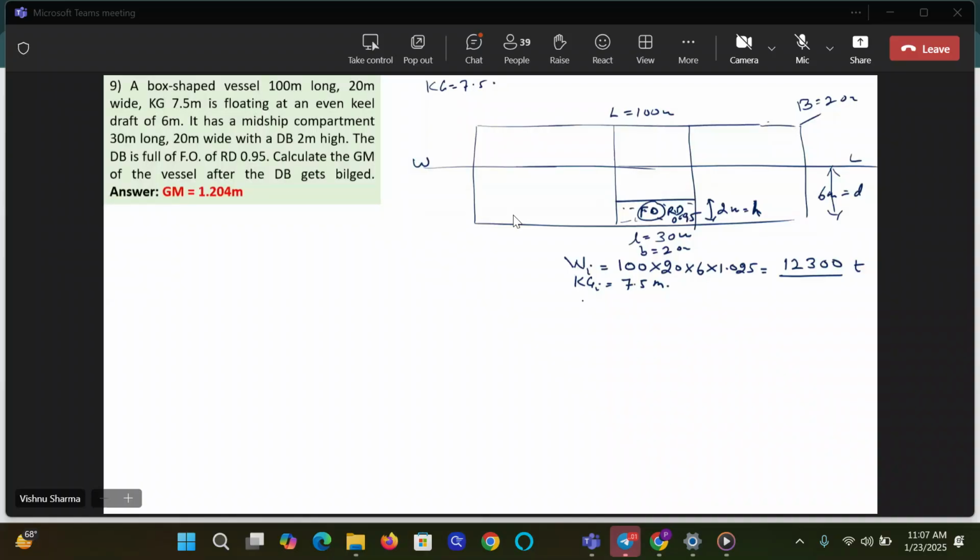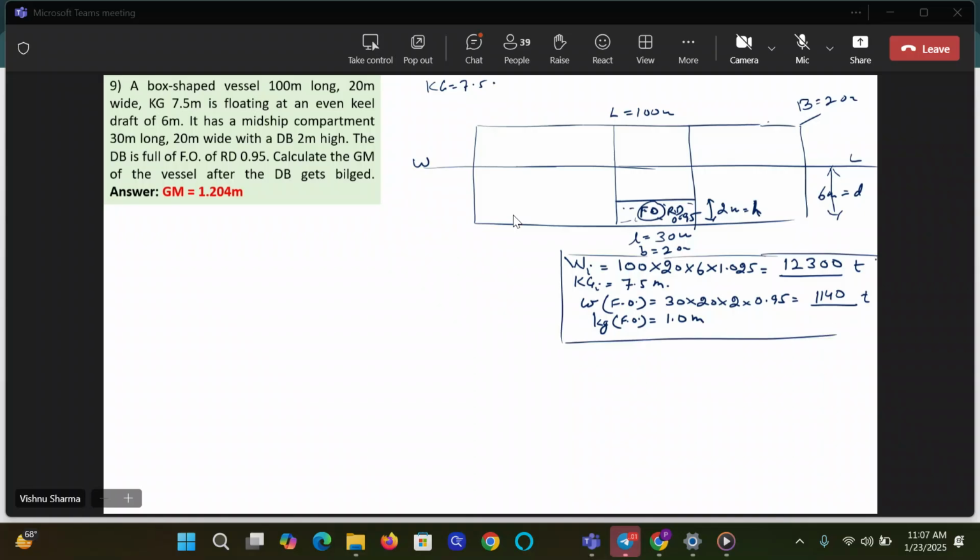How much is the oil in the concerned tank? That will be the volume of the oil multiplied by the density. That means 30 into 20 into 2 into 0.95. How many tons does it come, guys? 1140. 1140. Guys, what will be the KG of the fuel oil? Look at the diagram and tell me what will be the KG of the fuel oil. 1 meter. You all agree with this? It's simple basic law of flotation and the geometry of the compartment concerned.